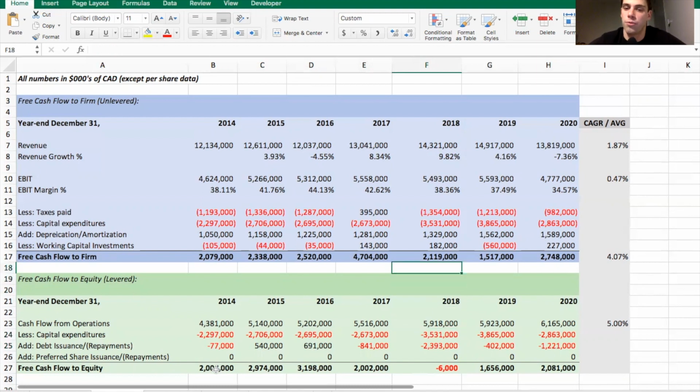So what's more representative is to look at free cash flow to firm. It's a lot more stable year to year. It's a lot easier to project because our starting point is revenue, and then we can take an EBIT margin off of that revenue. And then from there, we can determine what we think their capital expenditures will be, what their taxes paid will be, which is pretty easy to determine just based on historical tax rates. We can also calculate their depreciation and amortization, as well as any working capital investments that they may make.